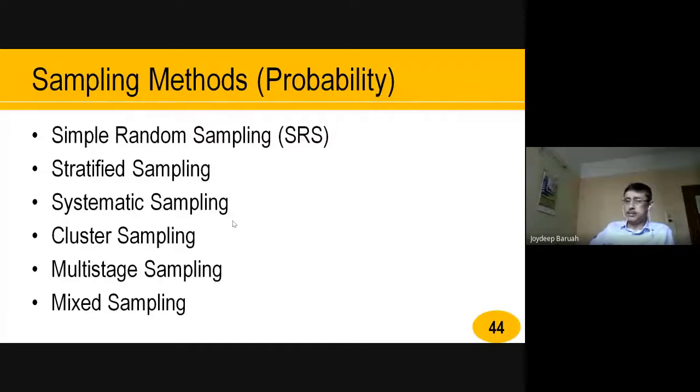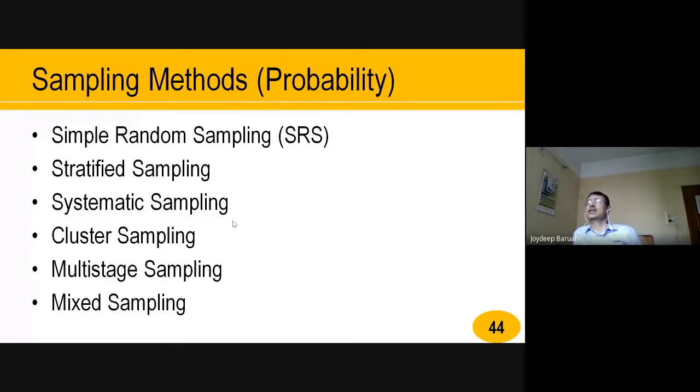Stratified sampling is where you divide into strata based on some attribute, and then you ensure that all the categories, all the attributes, get represented in the sample. So that's called a stratified sample. Systematic sampling is about having random sampling first, and then repeatedly the same number of units getting selected. So that's called systematic sampling.